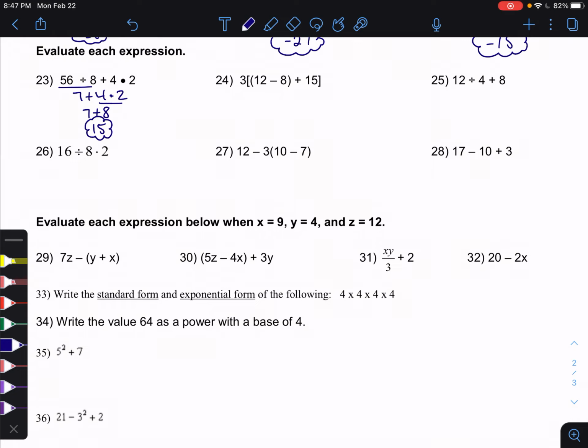On number 24, I'm going to start all the way on the inside of my parentheses. So I'm going to have 3, 12 minus 8 is 4, plus 15 is inside the brackets, so I'm going to do 4 plus 15 next. So that's going to be 3 times 19. And 3 times 19 is 57.